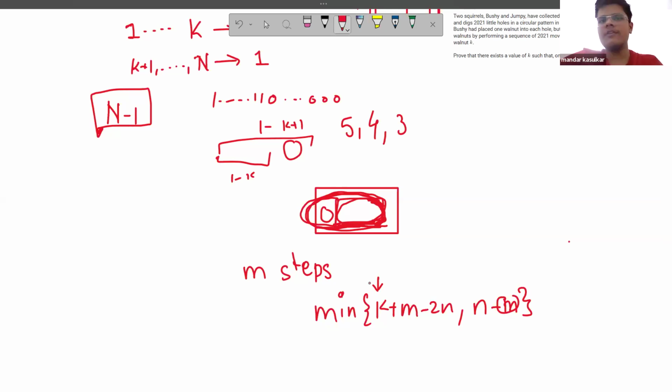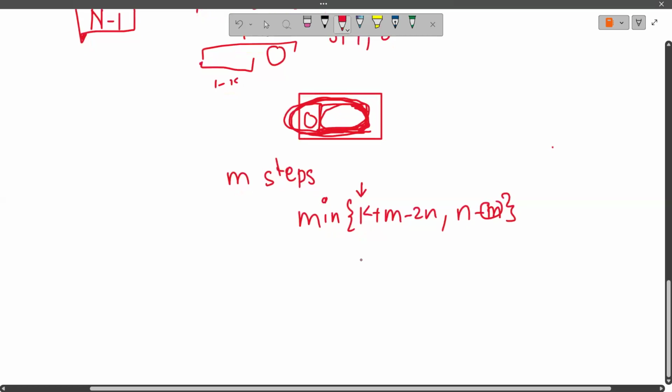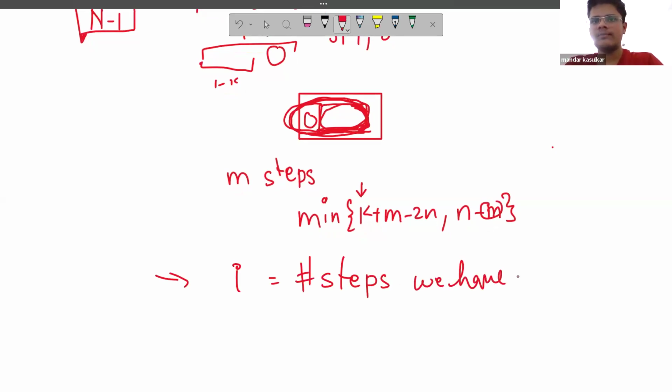Wait, does everyone get the idea? Not exactly. No. Okay, I will redefine some stuff in better notation. Let i equal the number of steps we have done yet.